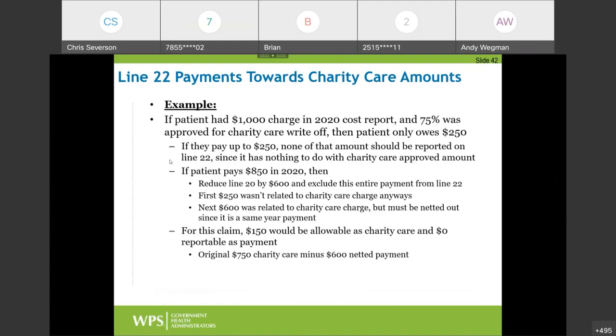So what that means is line 20 needs to be reduced by that $600, and we don't want to see that $600 on line 22. It's a current year payment against a current year charity care charge. Both of them need to be removed. It was netted against the charity care charge. So in this case, only 150 would be allowed as charity care, and there's nothing to be reported as payment.